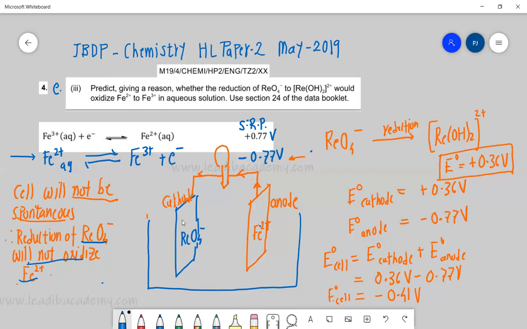In this case, since the E cell is negative, this is not going to be possible. This reaction will not be spontaneous. Very simple concept if we understand it in a deeper manner. Hope this is quite clear. Very interesting question. Very good question.